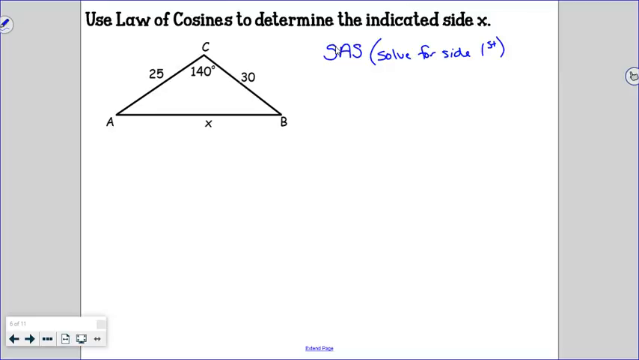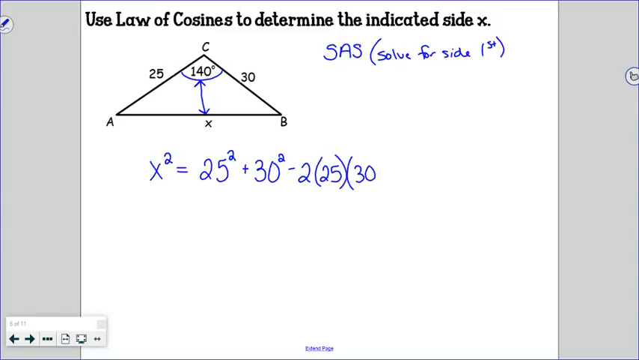And again, everything hinges on the angle across from the side. And in this case, we know 140 degrees, which means that's going to be the angle in my problem. So my formula will start with the side across from it. And the side across from it is x. So when we start writing this out, it'll say the side x squared equals, and then our 2 sides that we know, 25 squared plus 30 squared minus 2 times those 2 lengths, 25 times 30, times the cosine of the angle. And this time we actually know the angle. It's 140 degrees.